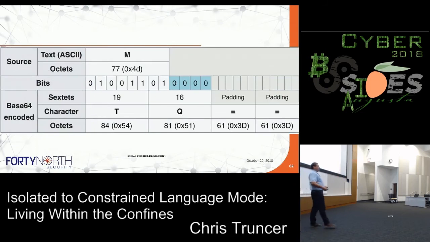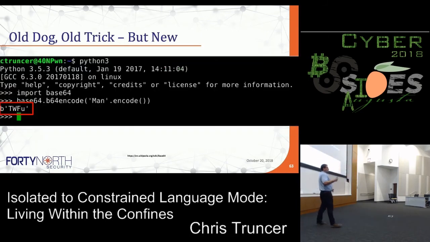Same process. The next question would be, what if we only have one letter left and the rest is just blank? In this case, you normally would just pad these out to zeros. And in the case where there are no extra letters, that's where you get equal signs. And that's how they pad it out to make sure it always has 24 bits. So if we use Python 3 and try to figure out what man actually looks like, again, we can see this is TWFU.